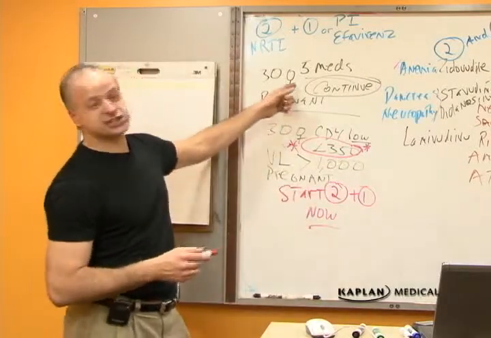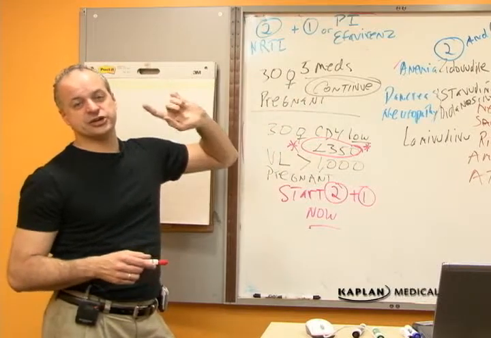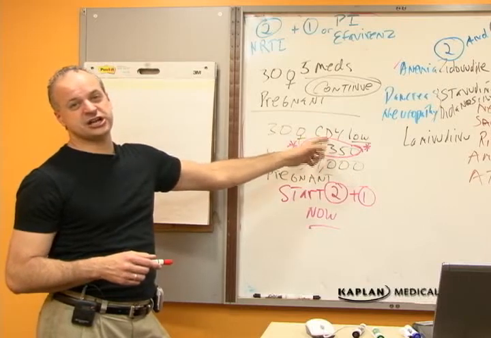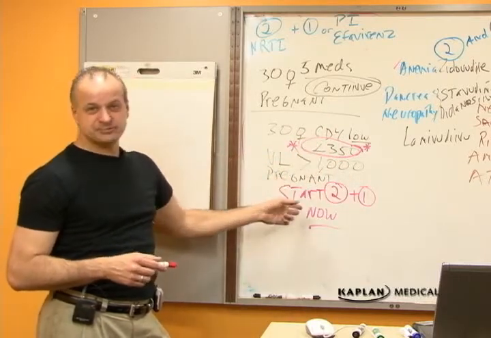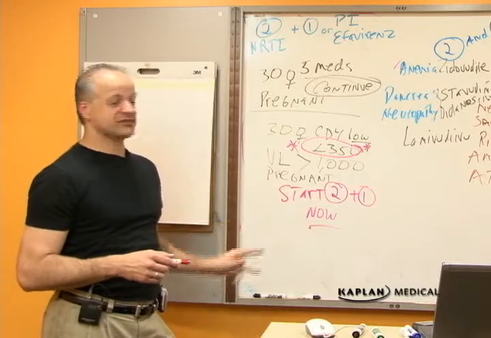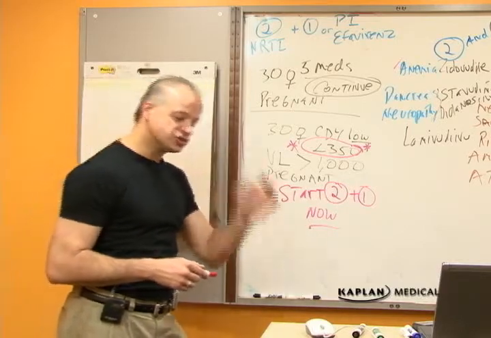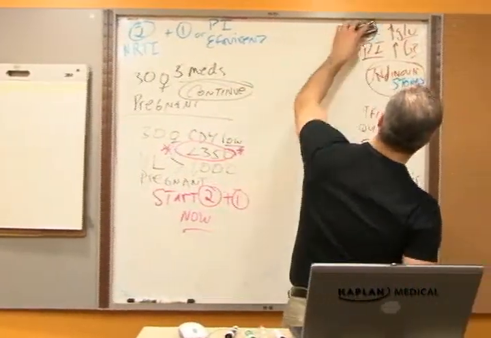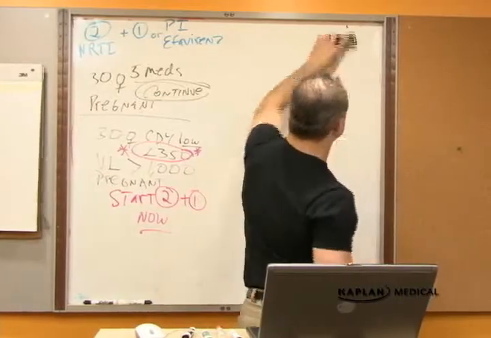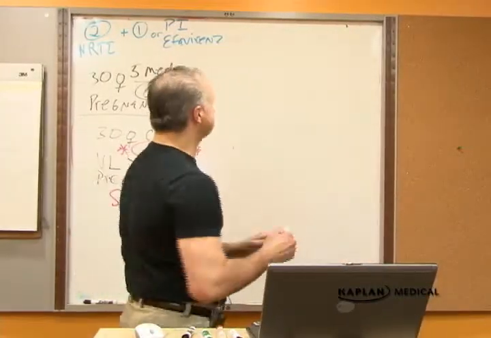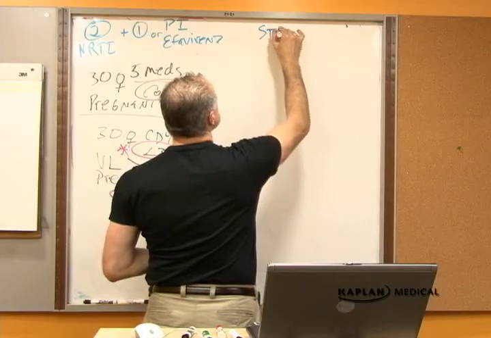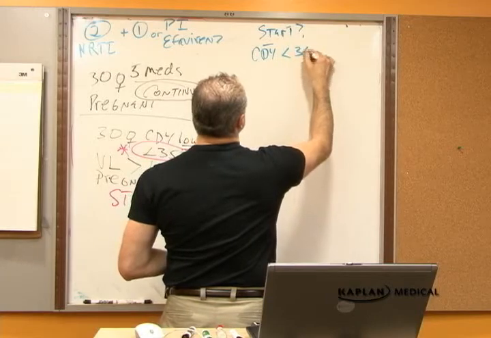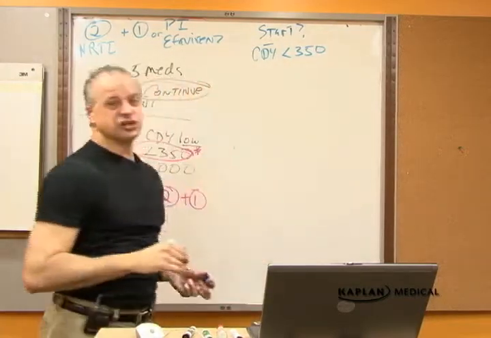If the woman is on antiretrovirals and becomes pregnant, continue. She needed them for herself. If she comes here and she's got low T cells and a high viral load, and she becomes pregnant, you start the antiretrovirals now. Now, here's the issue. The bottom line about when you start antiretrovirals is when the T cell count is low, less than 350, or a viral load that's high.